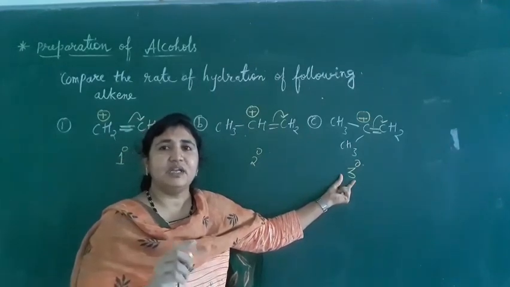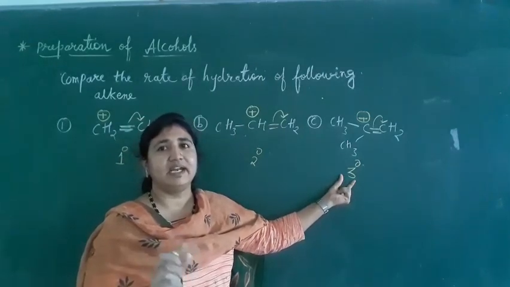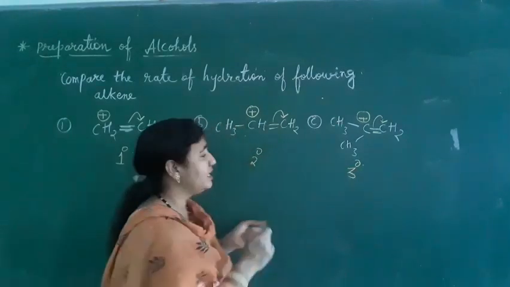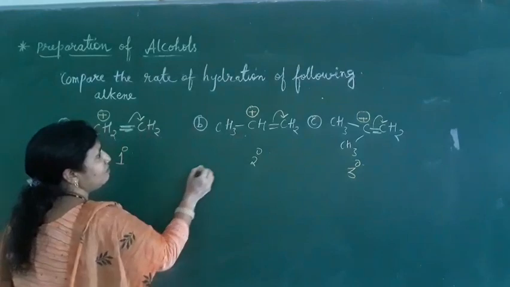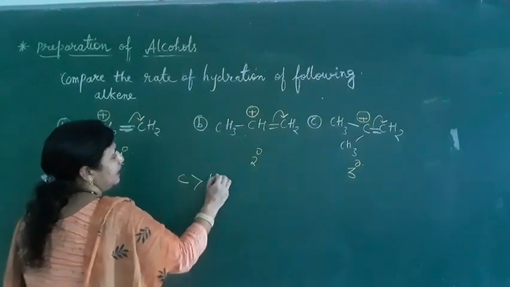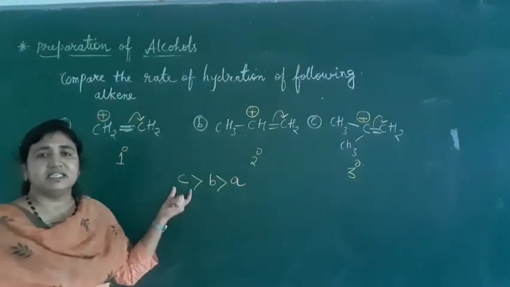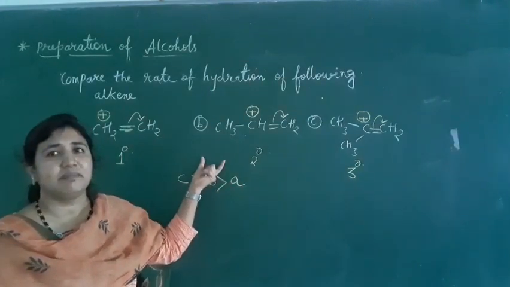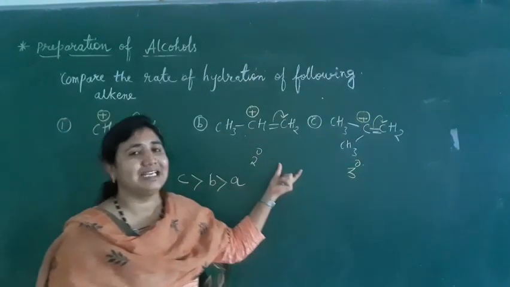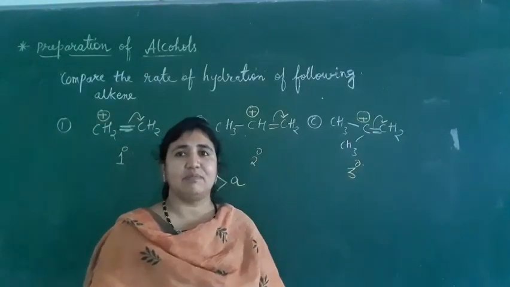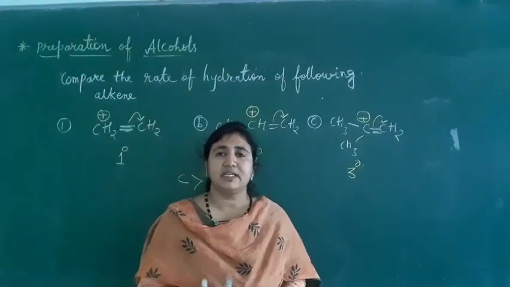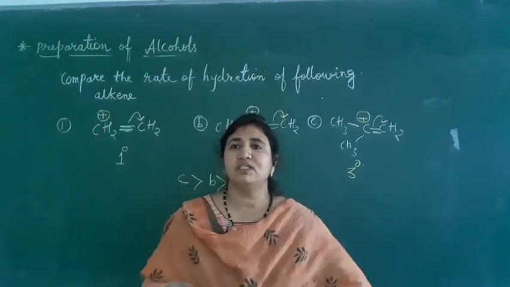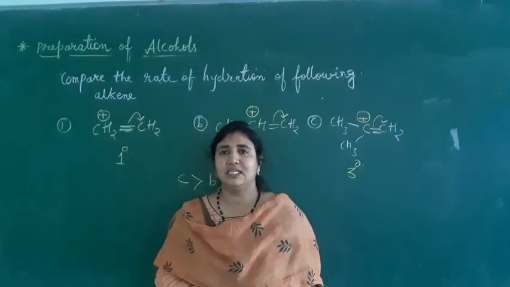So this hydration depends on the stability of carbocation. The rate determining step is the stability of carbocation. That's why the order will be C, B, and then A. So this point is also very important. The hydration of alkenes depends on the stability of carbocation: tertiary carbocation, secondary, and then primary. So this was all about hydration of alkenes.